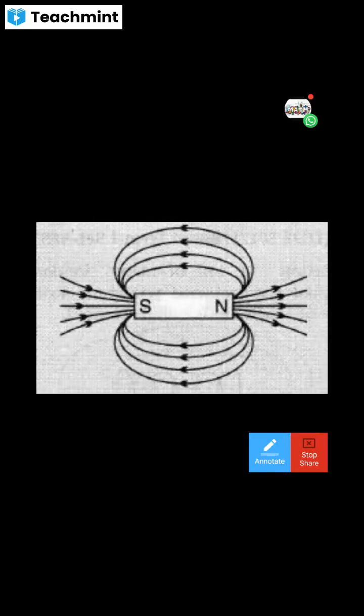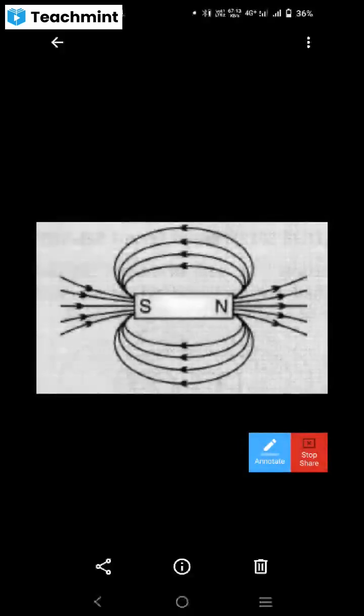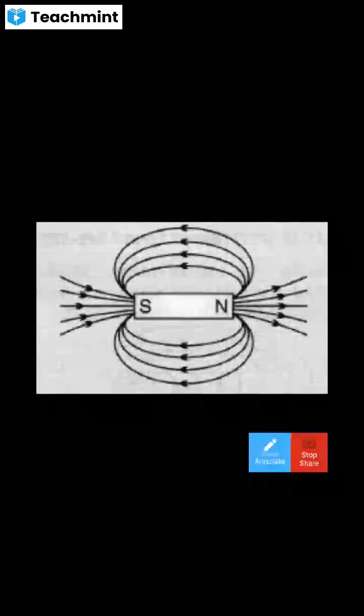How many points did you write? Four points. Fifth point. This is a very, very important point. No two field lines are found to cross each other.